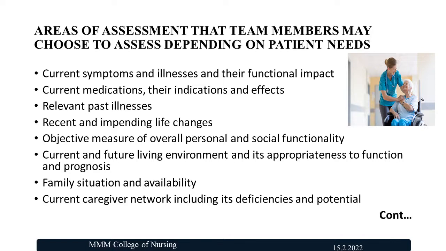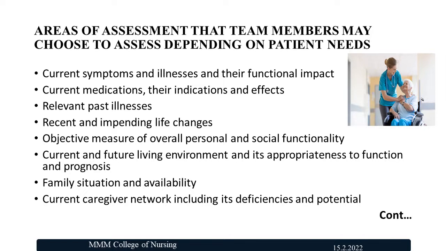The areas of assessment that team members may choose to assess depend on the patient's needs. The team members who are helping and assisting the patient are to ask about current symptoms and illness and their functional impact, the current medications the patient is taking, other indications or effects, the relevant past illnesses, the recent and impending life changes, objective measures of overall personal and social functioning, and the current and future living environment and its appropriateness to function, and also prognosis.